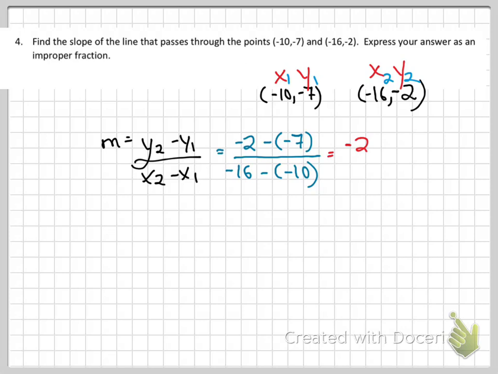So we have negative 2 plus 7, because minus a negative is plus a positive. And we have negative 16 plus 10. Okay, so remember, you always have your calculator. You don't have to do this by mental math. You can if you want to. You certainly don't have to. So my final answer is 5 over 6.